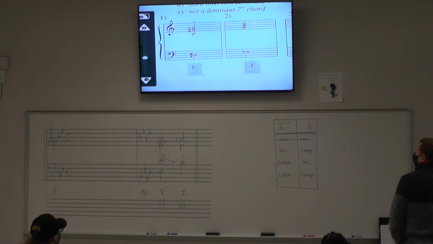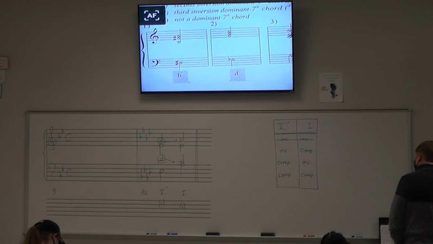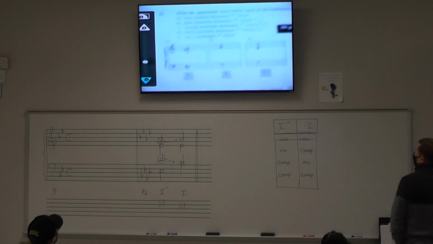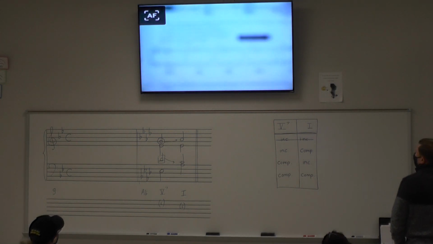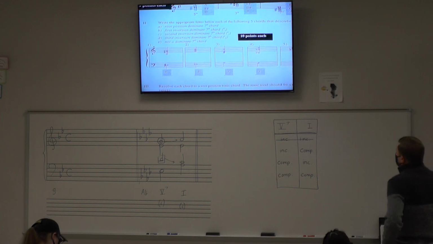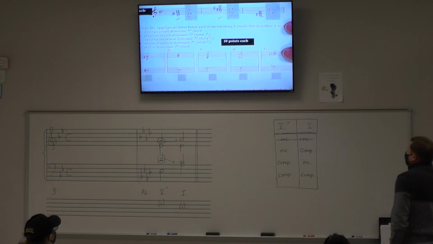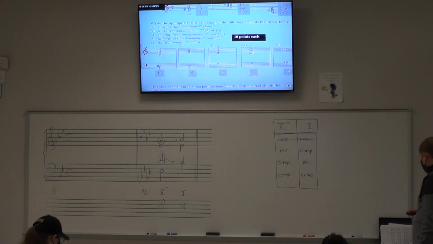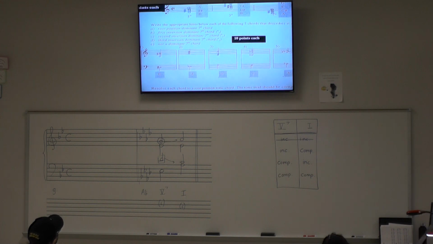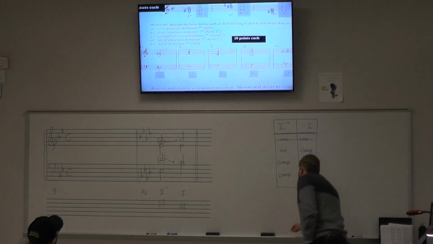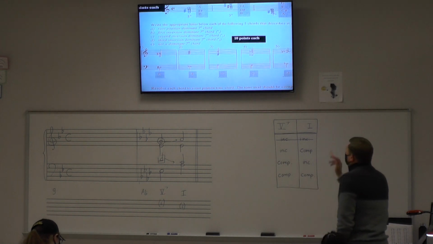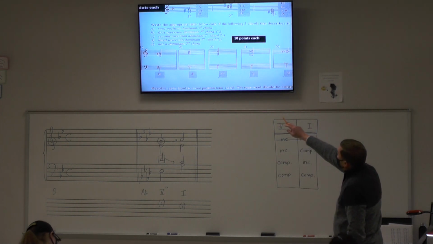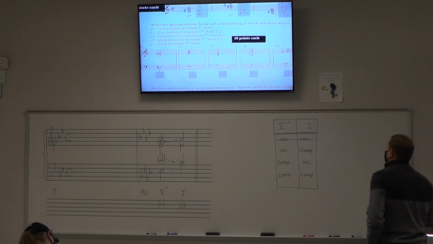So, the answers for this section should be number 1 is B, number 2 is D, 3 is E, this last also, here we go. 4 is C, and 5, therefore must be A. Yes? Can you briefly explain how you got C and A for 4 and 5? Yes. And C, as the choice, is a second inversion dominant 7th chord.